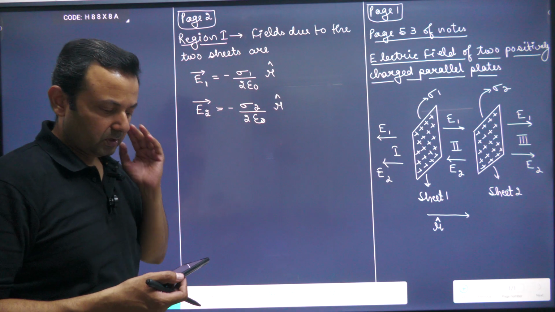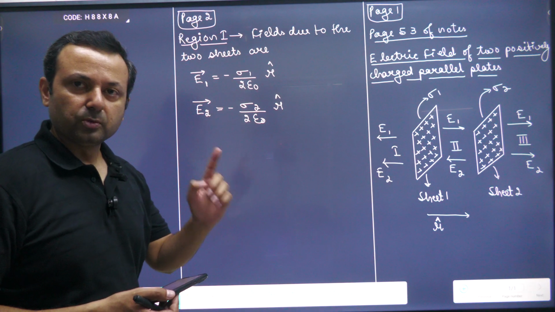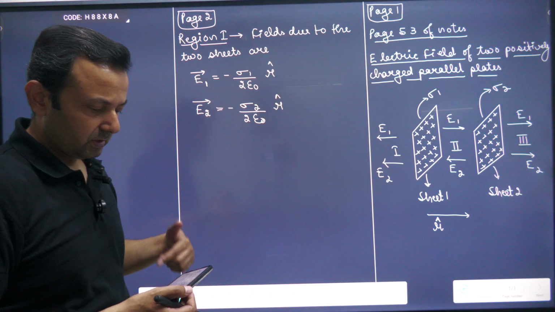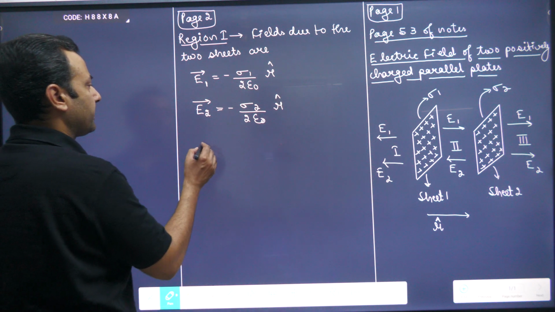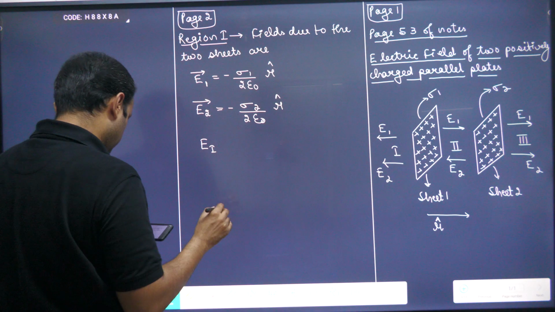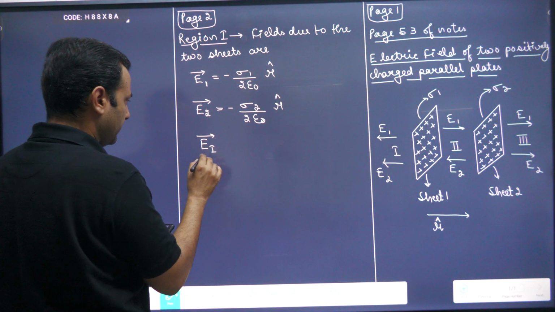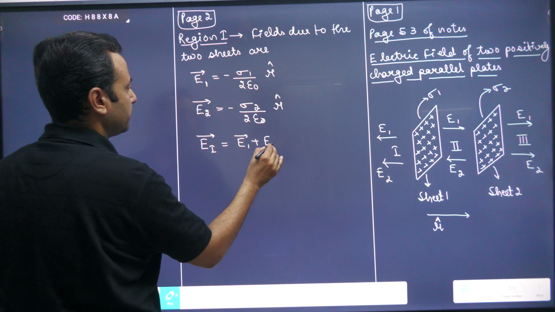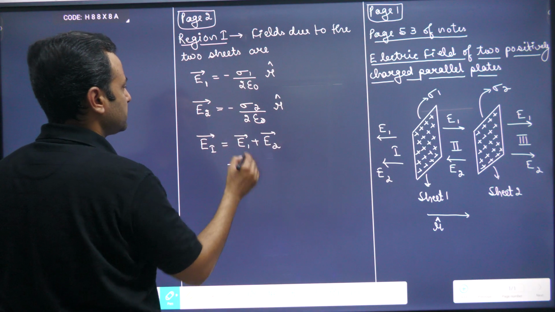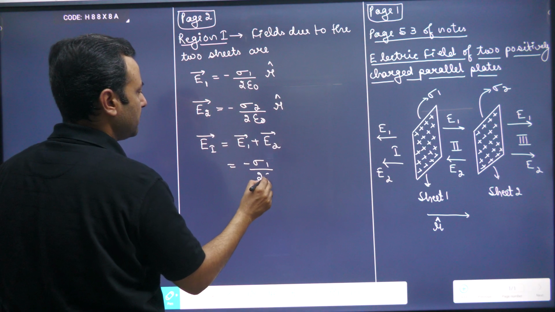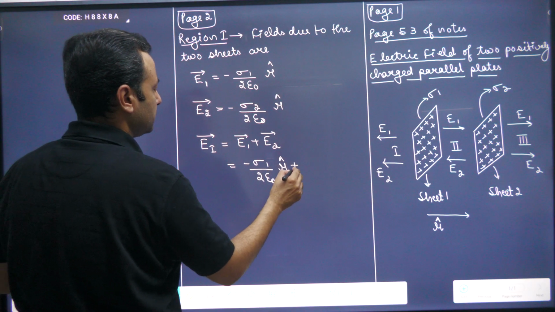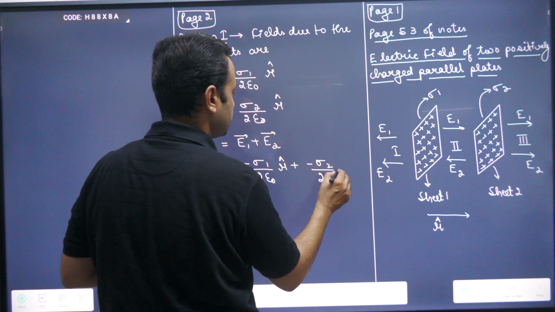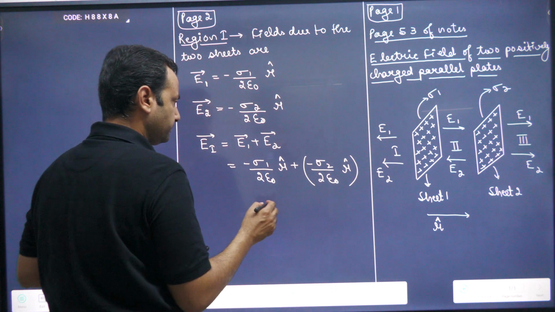By superposition principle, total electric field in region first is, superposition principle means we will add up all the electric fields. So E first vector is equal to E1 vector plus E2 vector. What is E1 vector? It is minus sigma 1 upon 2 epsilon naught r cap plus minus sigma 2 upon 2 epsilon naught r cap.